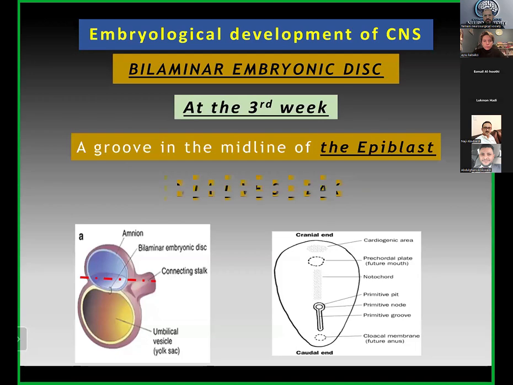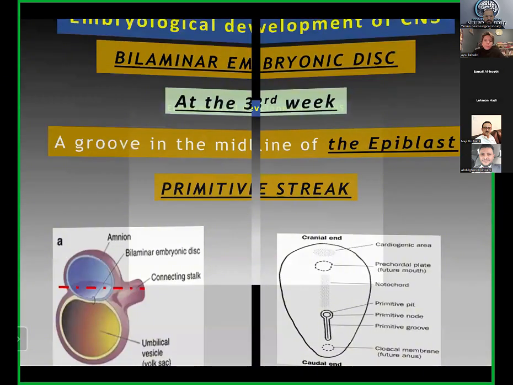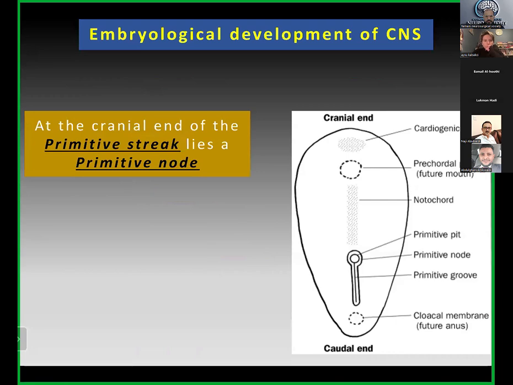So as we said, there is a groove just cranial to the cloacal membrane. It's called the primitive streak. It appears at the midline of the epiblast layer. At the cranial part of this primitive groove or primitive streak, there is what's called the primitive node, just a dilatation of this groove. At the center of this primitive node is the primitive pit. It's important clinically and in embryological development, as we will talk about later on.